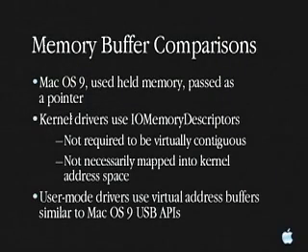How do the memory buffers compare? Well, as I said before, in macOS 9, when you passed a memory buffer to USB, because it needed to use DMA to transfer the actual data, you would have to lock the memory and make sure that it was physically held and resident and pass a pointer to this memory. In macOS 10, this is handled with a concept called an I/O memory descriptor.